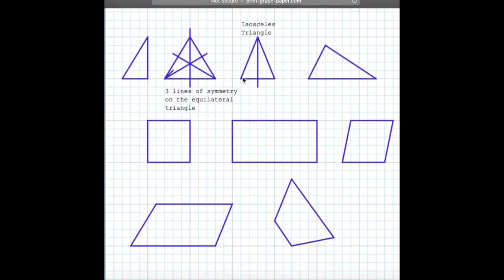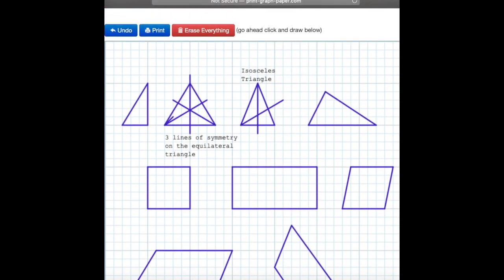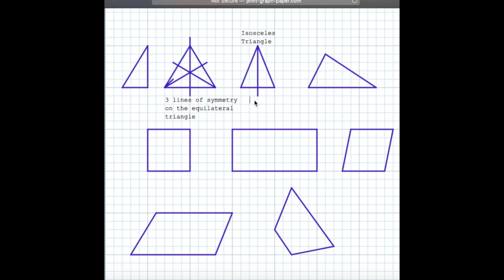So what about this side? What if I start from this side and I come over here? Would that work? No, this side is longer. So we know that an isosceles triangle only has one line of symmetry. So I'm going to write that down. Okay.